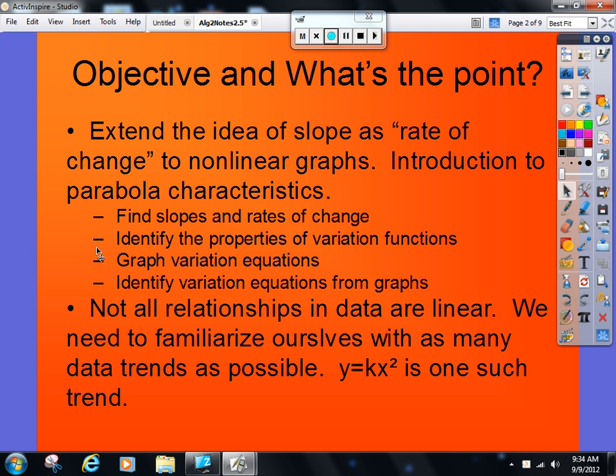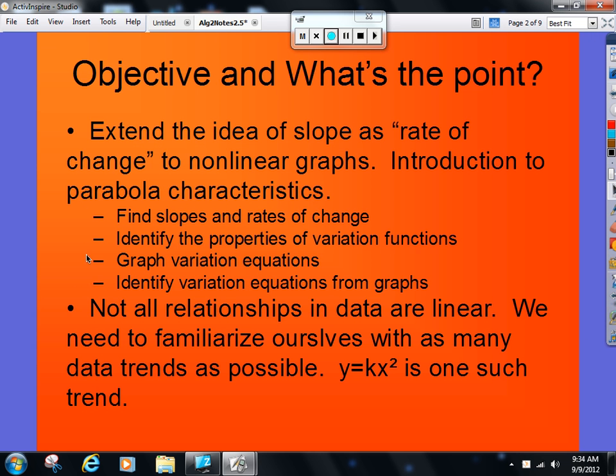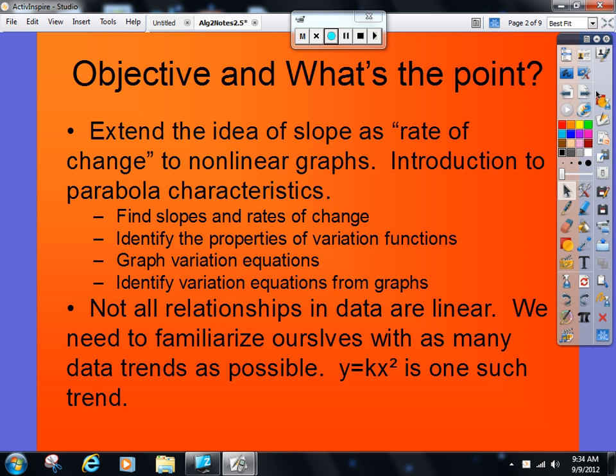Okay, these are the four standards the book wants us to address that we're going to do today. We're going to do all these things in your homework. And the reason that we want to talk about this so much is because not all relationships are linear. In fact, most of them I would almost say are not. And we need to familiarize ourselves with as many data trends as possible. And this is one that shows up a lot, especially in science. Okay, so I think this is a lot of worthwhile reasons behind learning it.